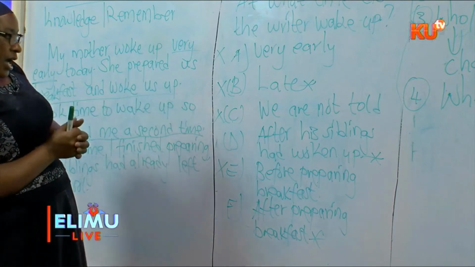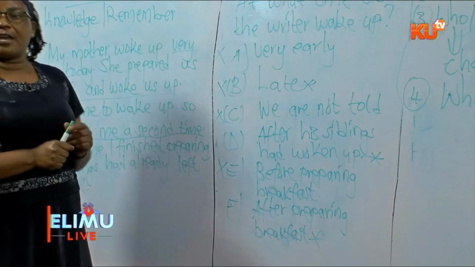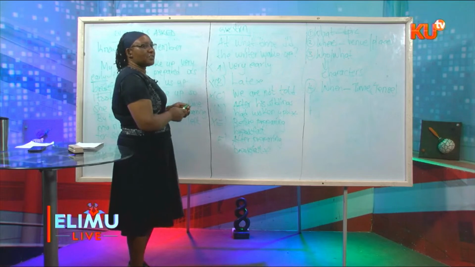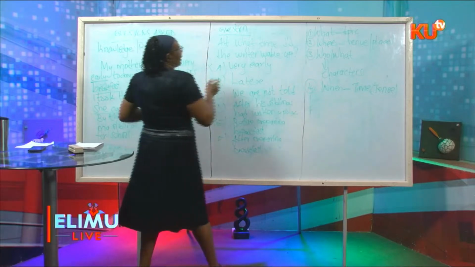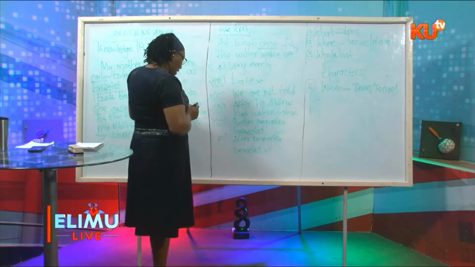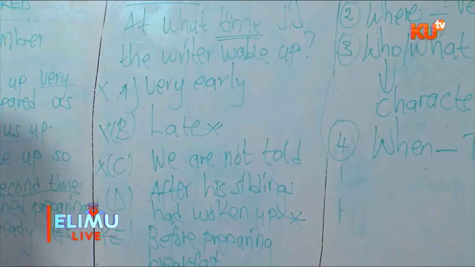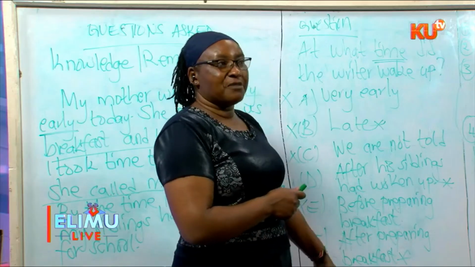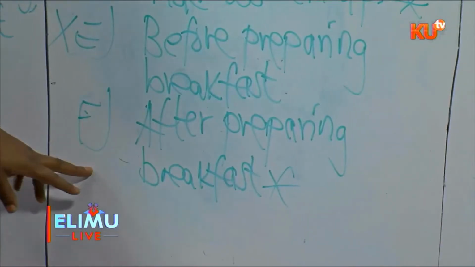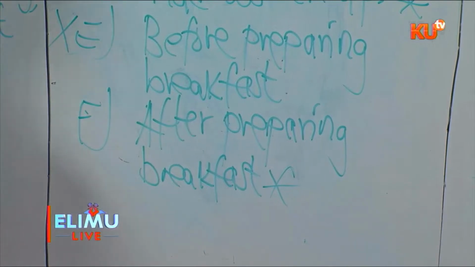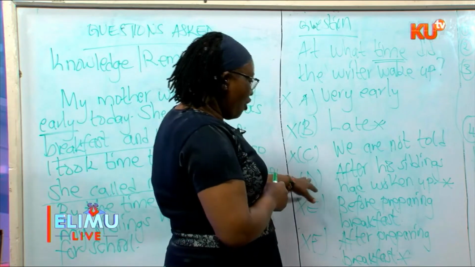Now, after his siblings had woken up and after preparing breakfast, we go back to our question, and that's why, our learners, we always advise you to read the question very many times. We go back to our question and ask yourself, at what time did the writer wake up? Underline the word time because it is key. We are told after preparing breakfast. So, who was preparing breakfast? We are not told. Maybe this answer could have been after the mother had prepared breakfast. So here, it can be the writer who was preparing breakfast. So we are not told who was preparing breakfast. That's why we don't select alternative F.